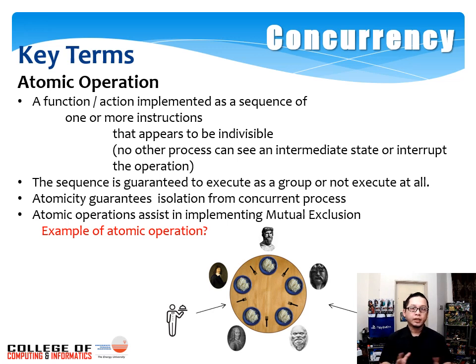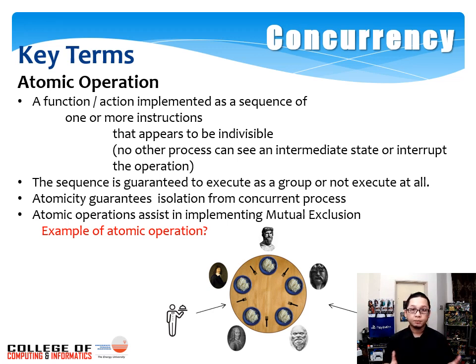Now we look at some of the key terms related to concurrency. So first of all is the concept of atomic operation. Basically, an atomic operation is any function or action that appears to be separated from the process. It means that this atomic operation assists the concurrent processes to communicate and to be given the resources that they want. Do you remember previously what is an example of an atomic operation?